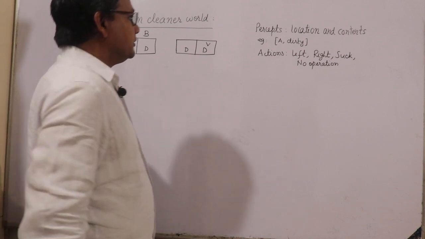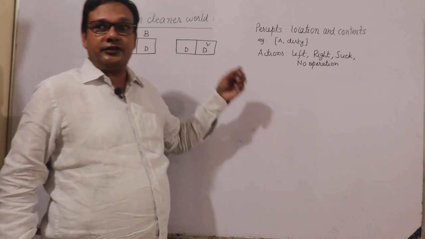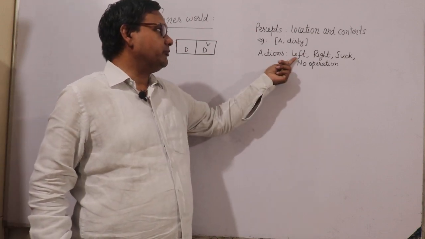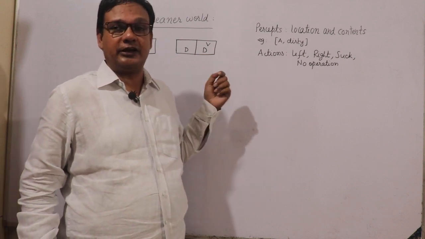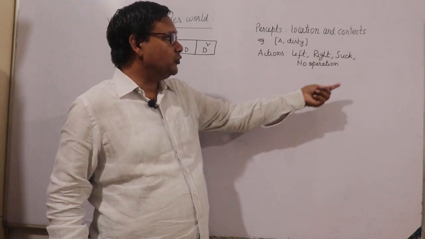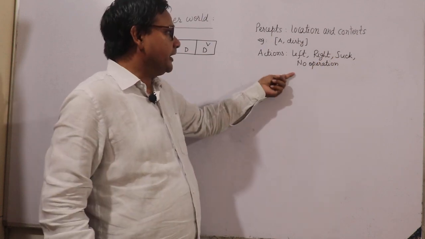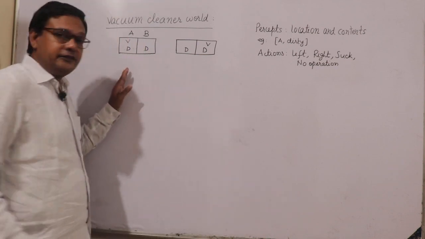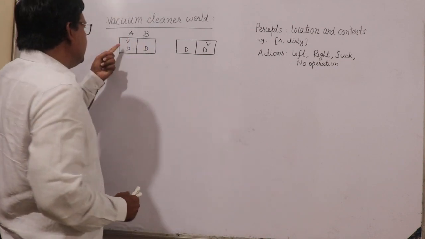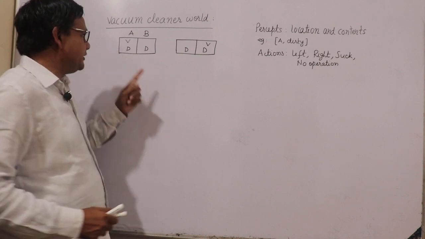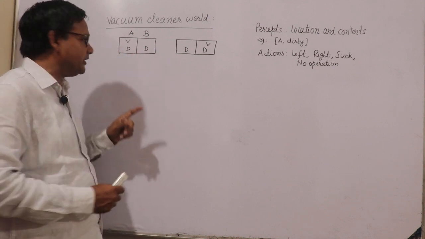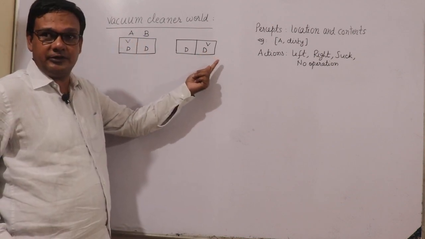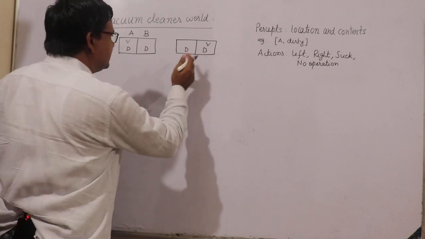According to the situation, it can take some actions. It may move to the left side, it may move to the right side, it may suck the dust, and it may not perform any operation. In this scenario, if the vacuum cleaner is in room A and moves in the right direction, what will happen? The vacuum cleaner will come into room B. This will be the state.